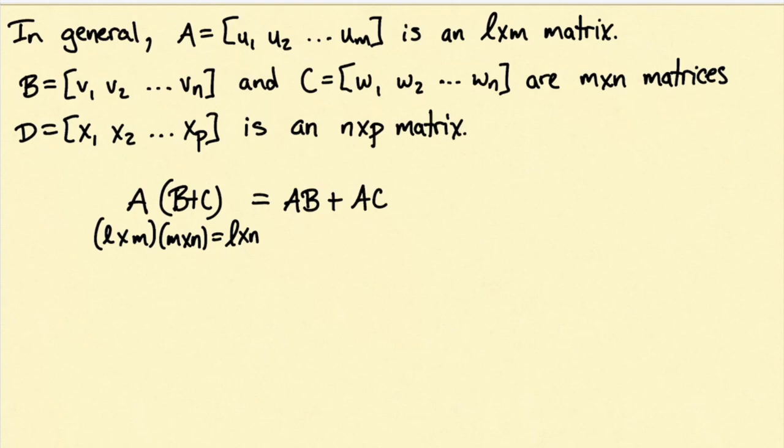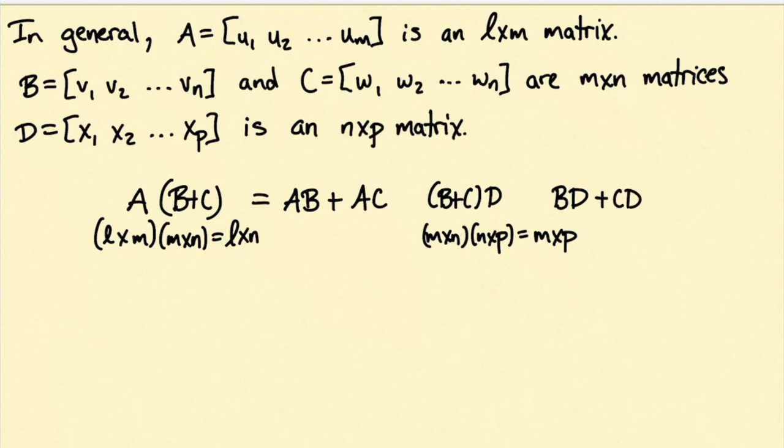Now, because B plus C is an M by N matrix, and D is an N by P matrix, we can multiply B plus C on the right by D. So when we multiply the M by N matrix B plus C by the N by P matrix D, we get M by P. And just like before, we can multiply B on the right by D to get an M by P matrix. We can multiply C on the right by D to also get an M by P matrix. We can add those two matrices together to also get an M by P matrix. And these two M by P matrices are the same.